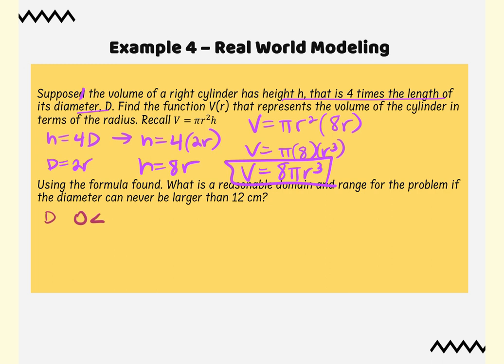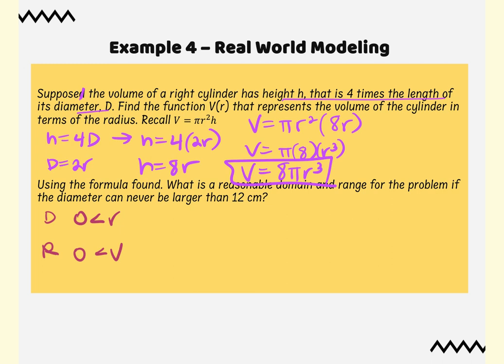So my domain is my radius, because that's what I'm plugging in. And it can't be 0. I don't know what it has to max out at yet, okay? And my range is what I'm getting out of this. My range would also have to be greater than 0, and my range is my volume this time. And then I have to find the max values.